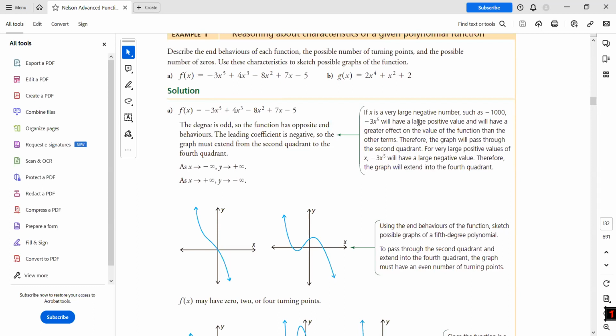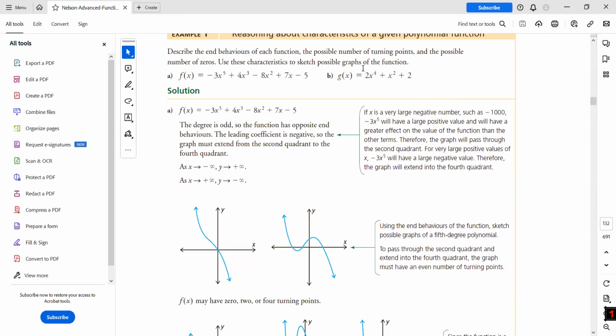Let me explain why it happens in this way. If x is a very large negative number, such as -1000, -3x to the power 5 will have a large positive value and will have a greater effect on the value of the function than the other terms. Therefore, the graph will pass through the second quadrant. For very large positive values of x, -3x to the power 5 will have a large negative value. Therefore, the graph will extend into the fourth quadrant. Make sense? Makes sense.